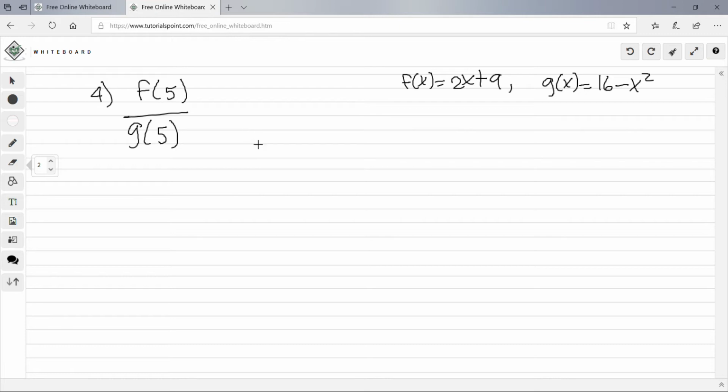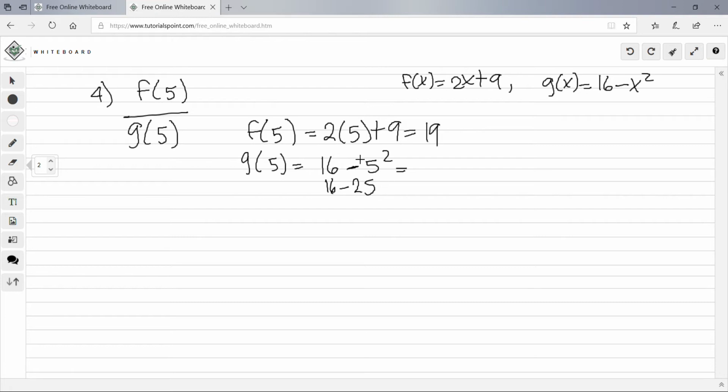So what's f of 5? Let's look. You just plug in 5 into f of x. So 2 times 5 plus 9. 5 times 2 is 10, plus 9 is 19. And then let's do g of 5. So it's 16 minus 5 squared. So that's 16 minus 25.